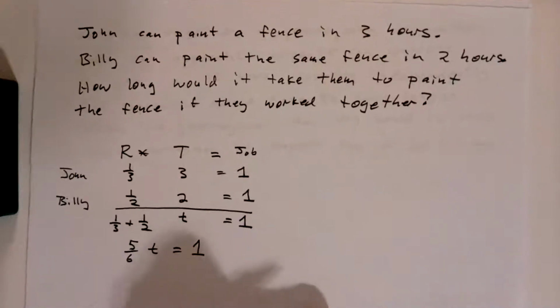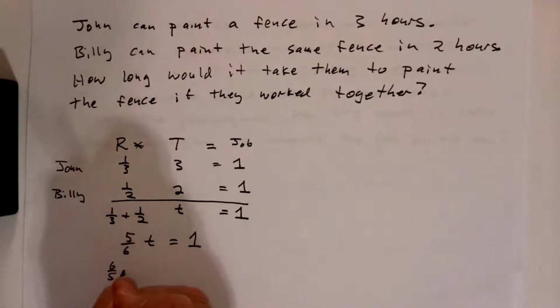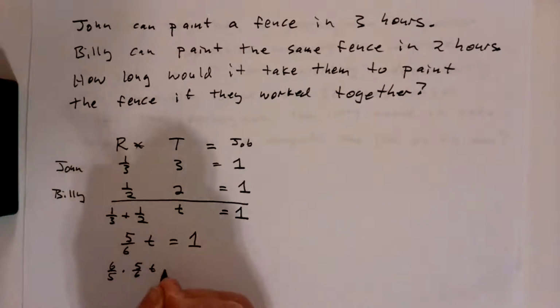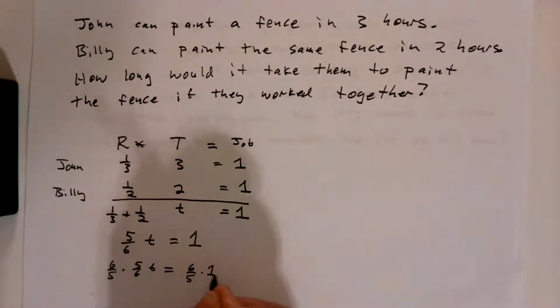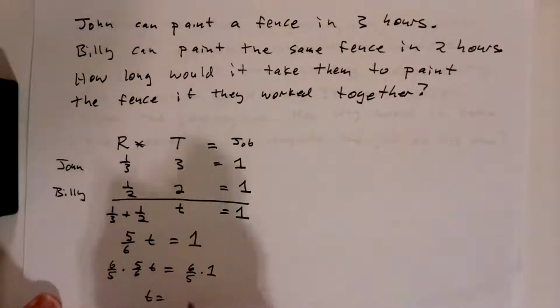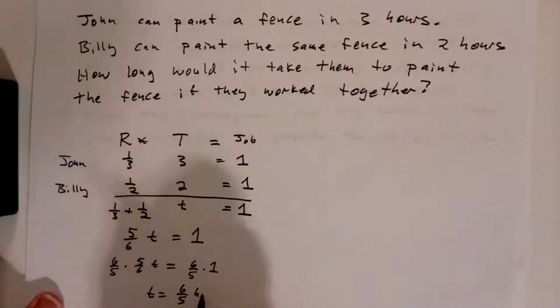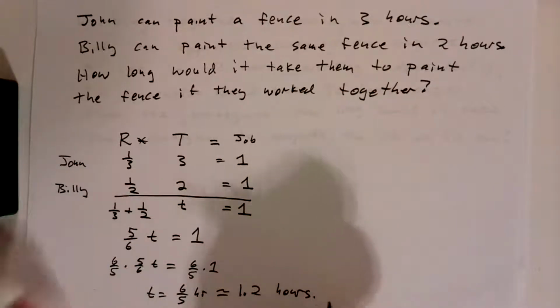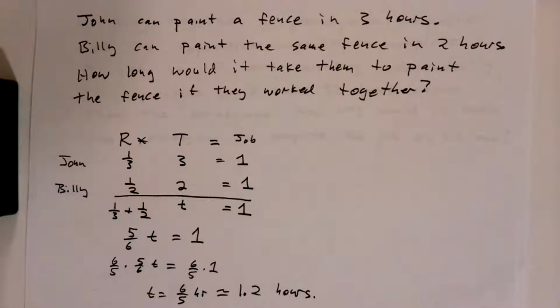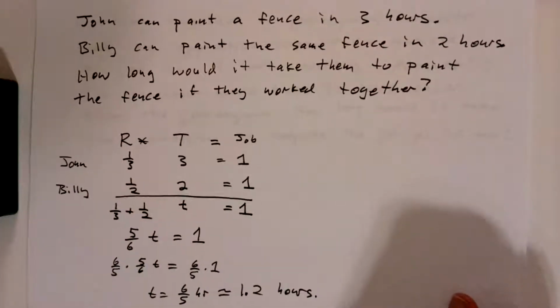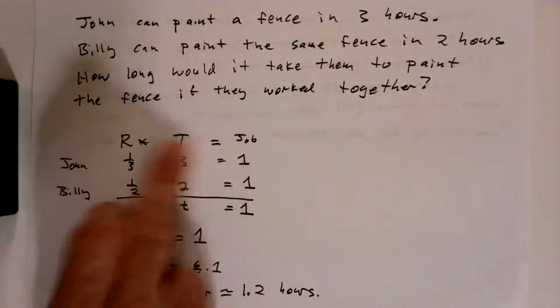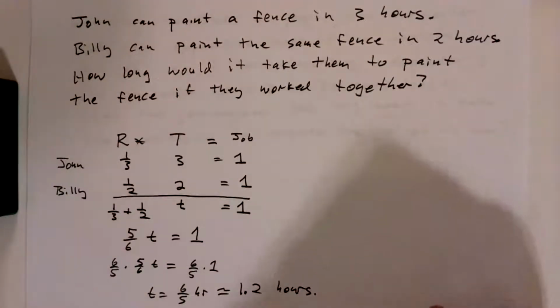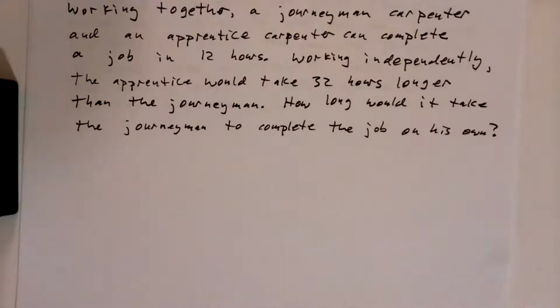Multiply both sides by 6/5. 6/5 times 5/6 of t equals 6/5 times 1. So t equals 6/5 of an hour, which is the same as 1.2 hours. So working together, they could do it in 1.2 hours. It certainly better be less than 2 hours, right? Billy can do it by himself in 2 hours. So working together, they get the whole thing done in 1.2 hours. Again, rate times time. Normally, I think rate times time equals distance, but the same kind of thing essentially works here in terms of our analysis.